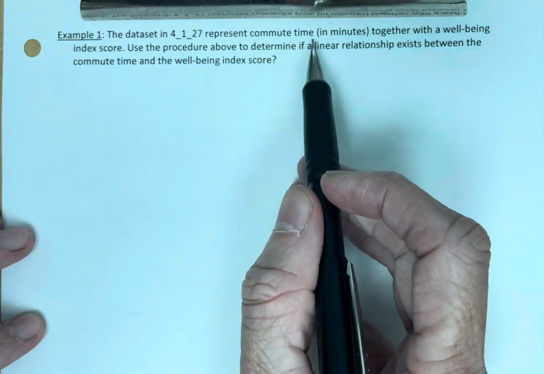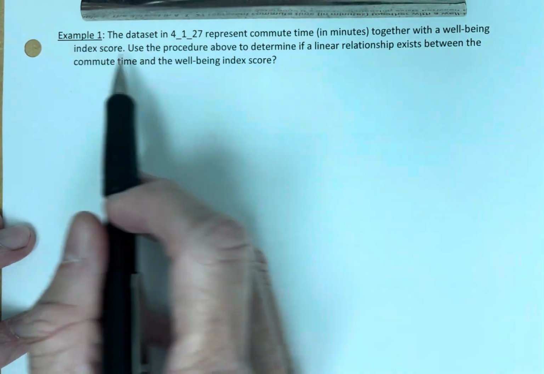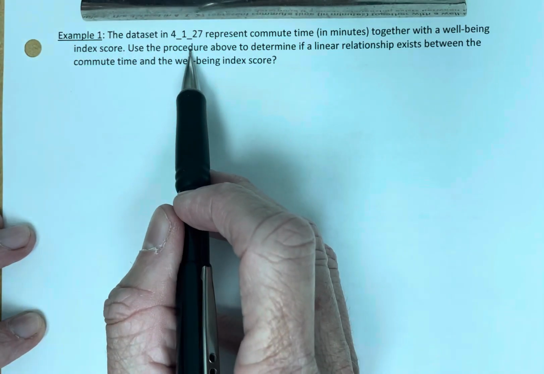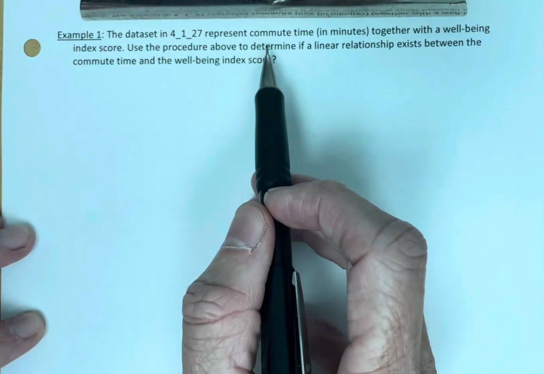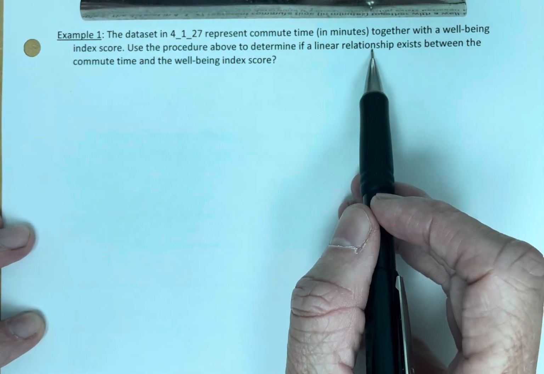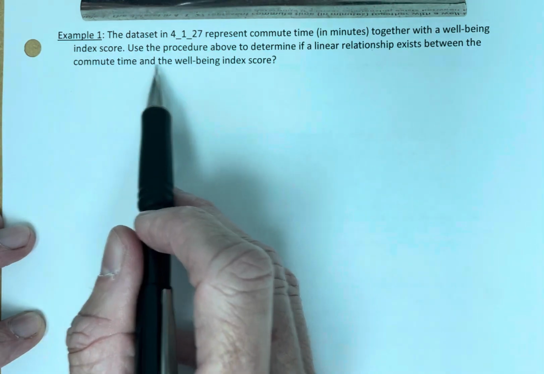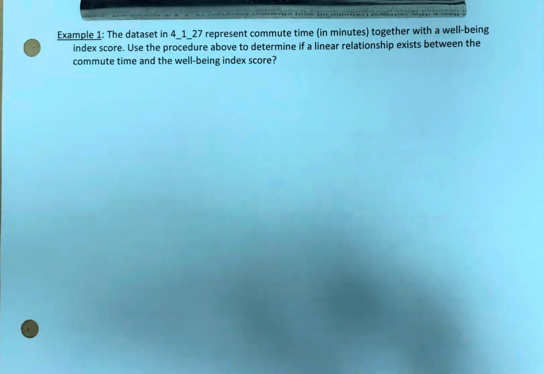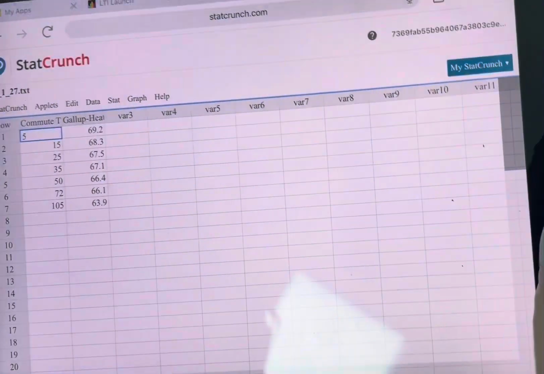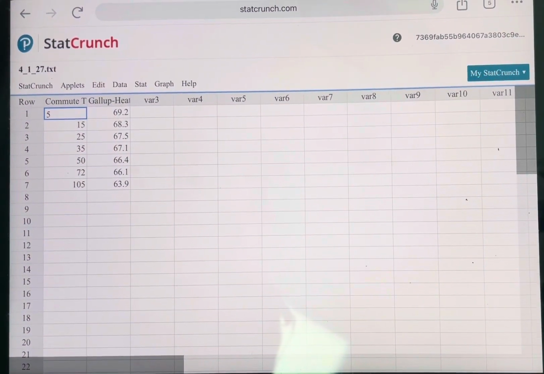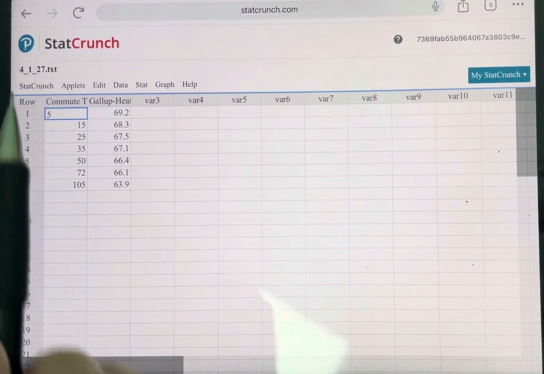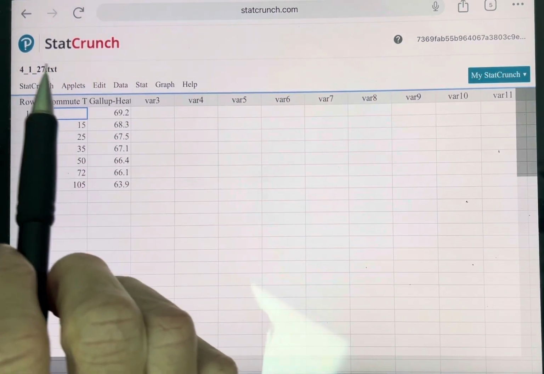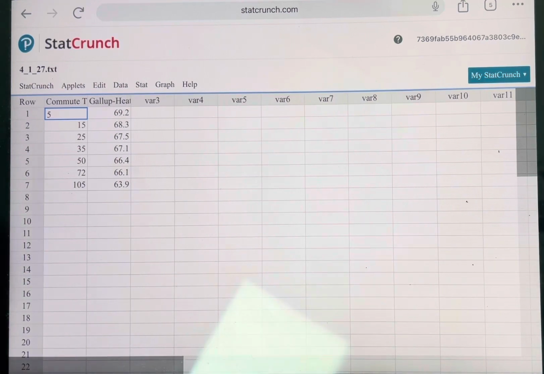4_1_27 represent commute time in minutes together with a well-being index score. Use the procedure outlined above the other page to determine if a linear relationship exists between the commute time and the well-being index score. Okay, well, let's first go to that data set. And there it is, again, 4_1_27. Okay, we're going to find that critical value again, and we do that with STAT, summary stats, correlation.